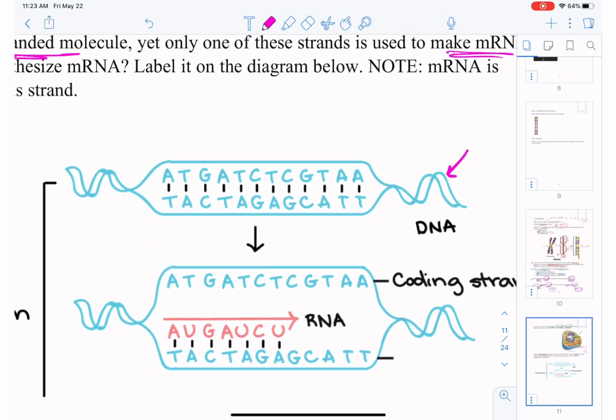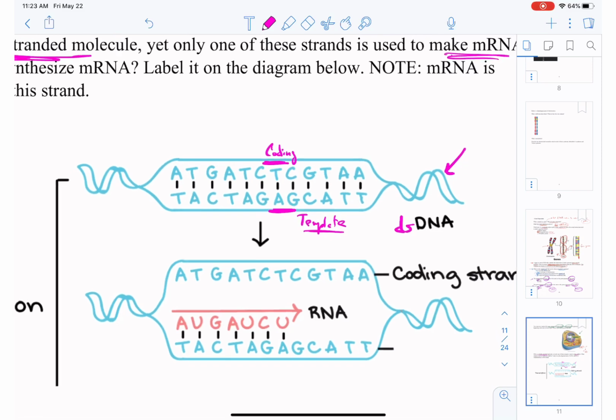So here is our double-stranded DNA. And we can label both of those strands. One of those strands is called the coding strand, and the other is called the template strand. And only one of these strands is going to be used to make an mRNA molecule. And which one is that?